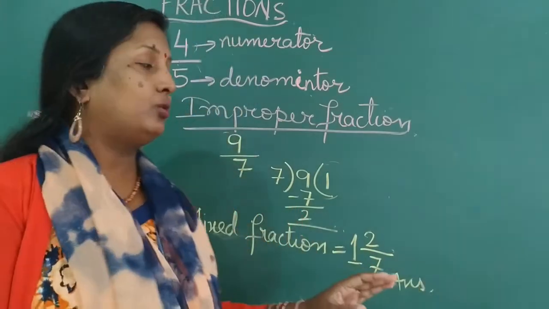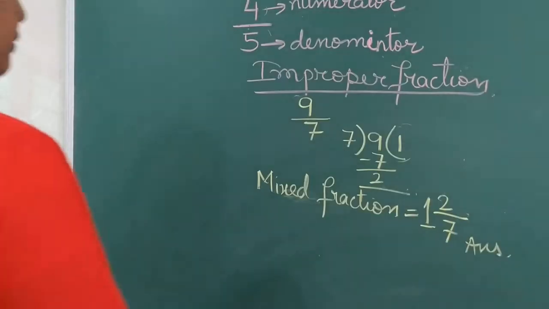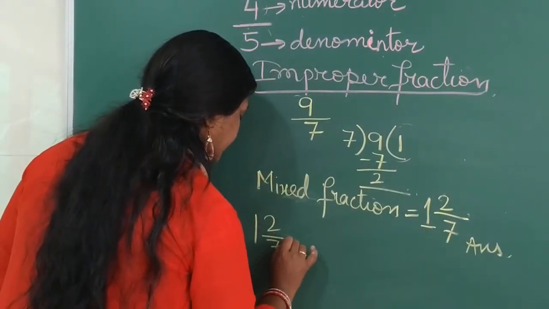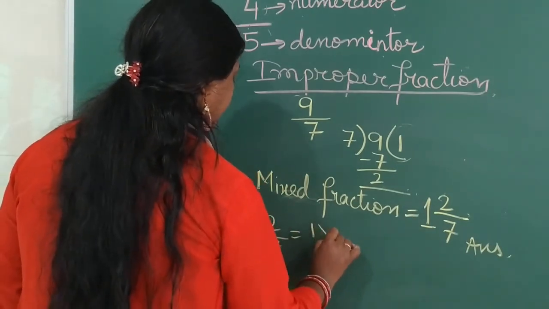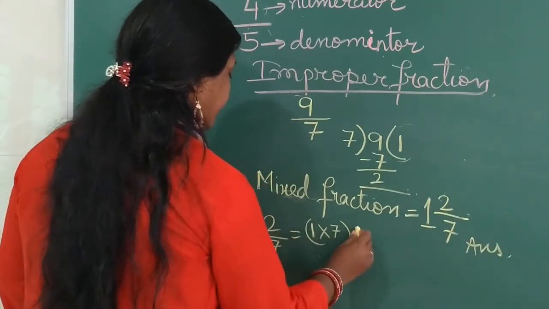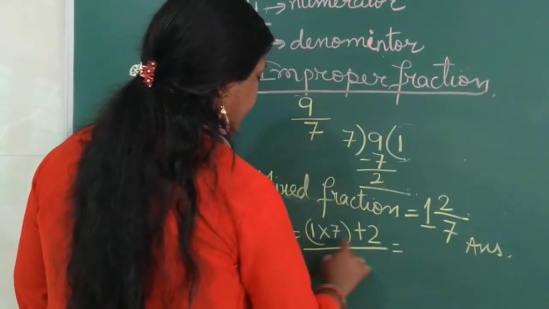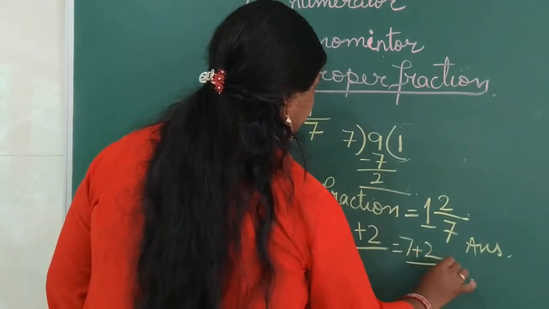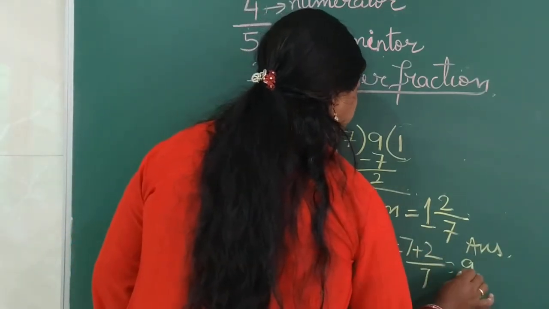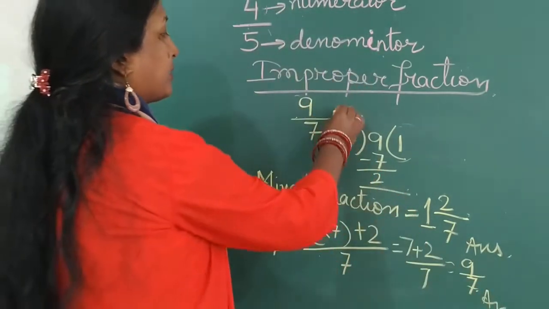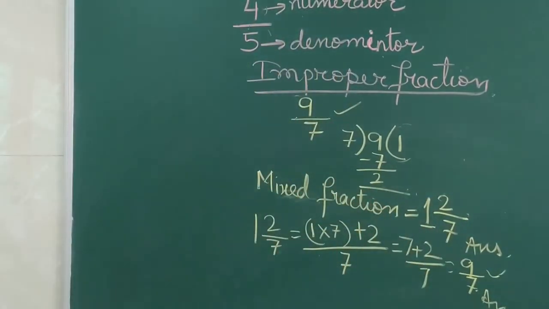Now let us understand how to do the reverse. To convert a mixed fraction to an improper fraction, just see, I am taking the same number. 1 2 by 7 is equal to, you multiply 1 into 7, add it with the numerator, and the denominator remains the same. So we get 7 plus 2 by 7 gives you 9 by 7. So you can see, children, we again got back the same improper fraction, 9 by 7. So this is how you convert mixed fraction to improper and improper fraction to mixed fraction.